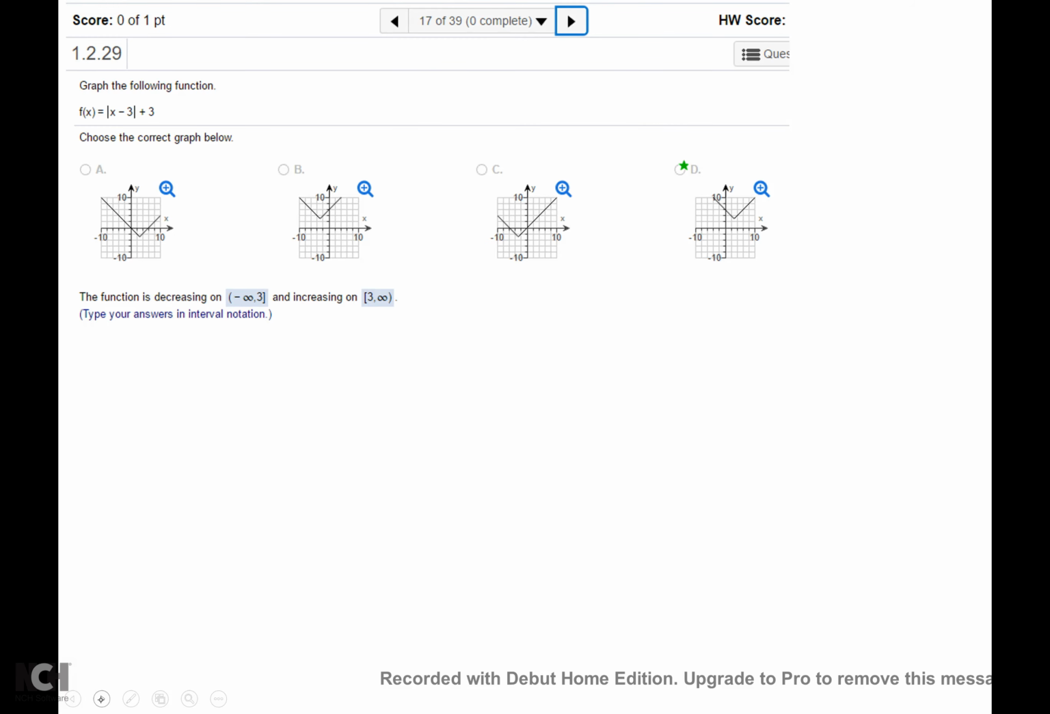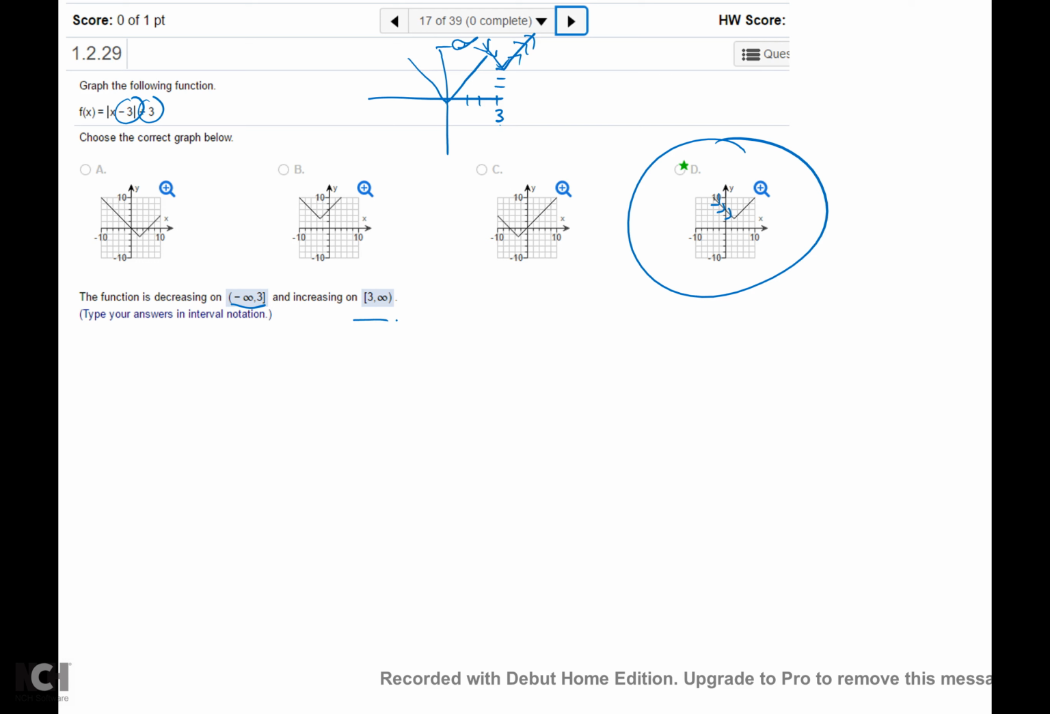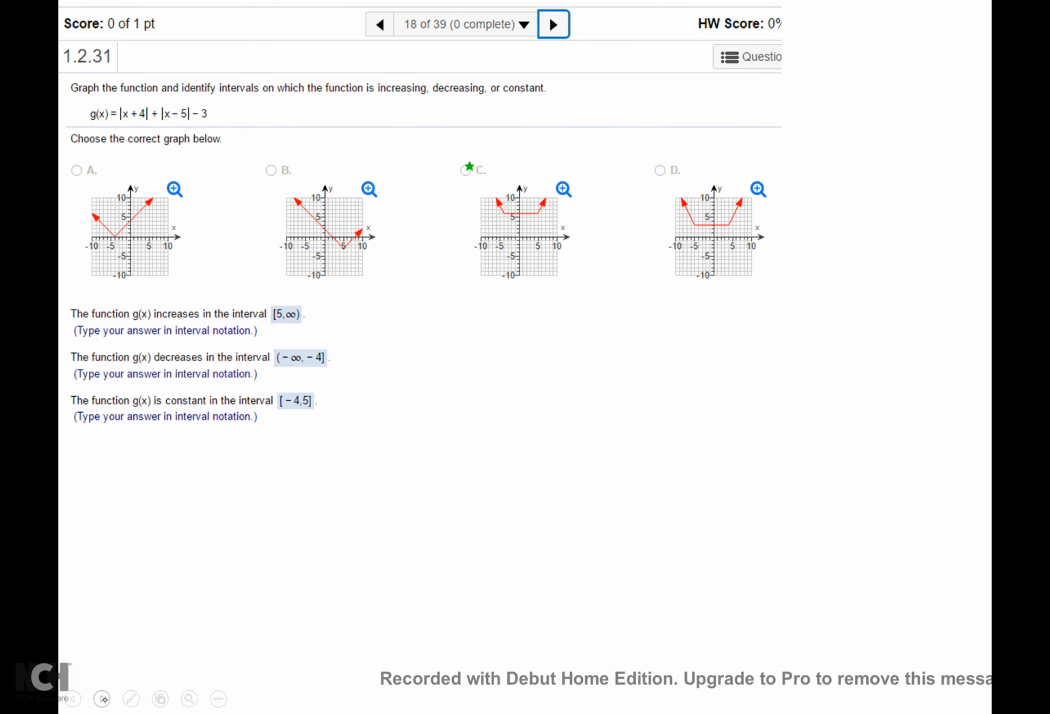It says graph the following function. You can type it in the graphing calculator if you want to, but I know the mother is the V in the middle, and this is going to move it 3 to the right, and this is going to move it 3 up. So your V is going to be up here somewhere, which is that one. We would say it's decreasing, and that was at 3. So it's decreasing from negative infinity to 3, and then it's increasing from 3 to infinity. Okay? And if I graphed it, you can see it that way.